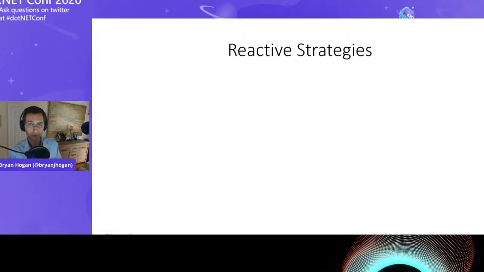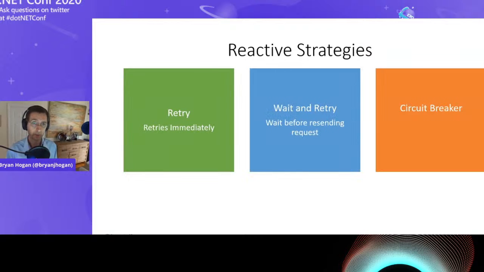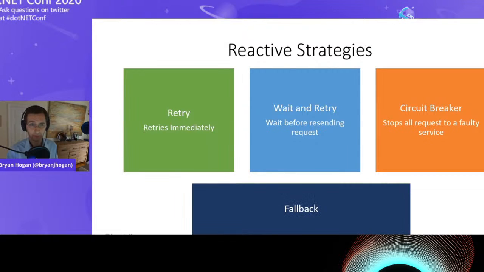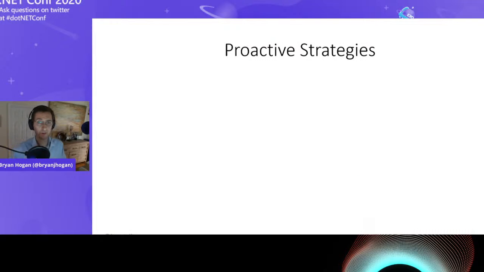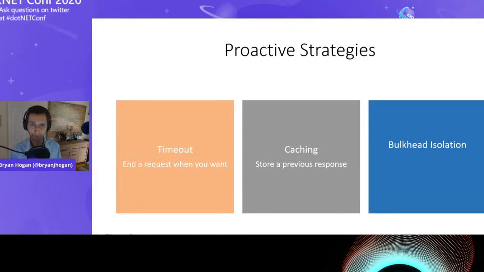Polly policies are broken into 2 broad categories: the reactive strategies and the proactive strategies. The reactive strategies are made up of the retry, wait and retry, circuit breaker, and fallback. These respond to problems that have happened. Proactive strategies monitor ongoing events and attempt to prevent problems from occurring, and they stabilize the system or potentially allow you to fail gracefully. And the proactive policies are timeout, caching, and bulkhead isolation. I will go through each one of those in turn.